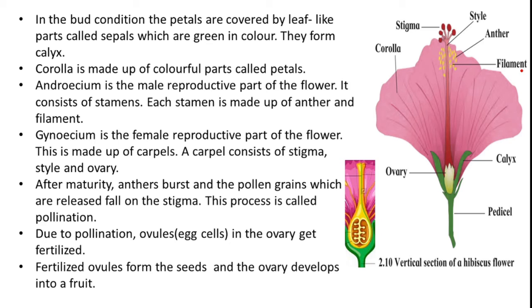Gynoecium is the female reproductive part of the flower. This is made up of carpels. A carpel consists of stigma, style, and ovary. Stigma, then comes style, then comes ovary.